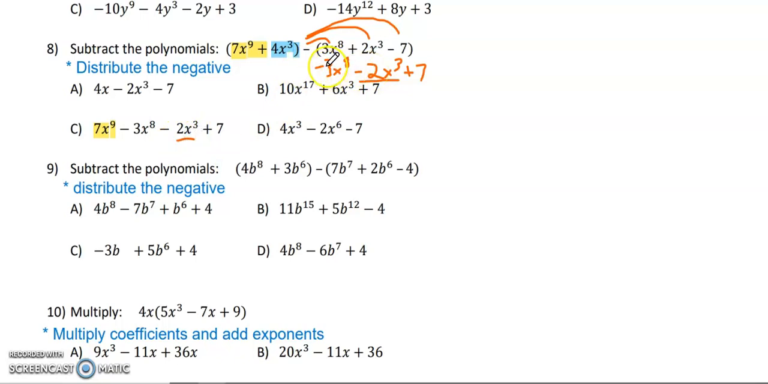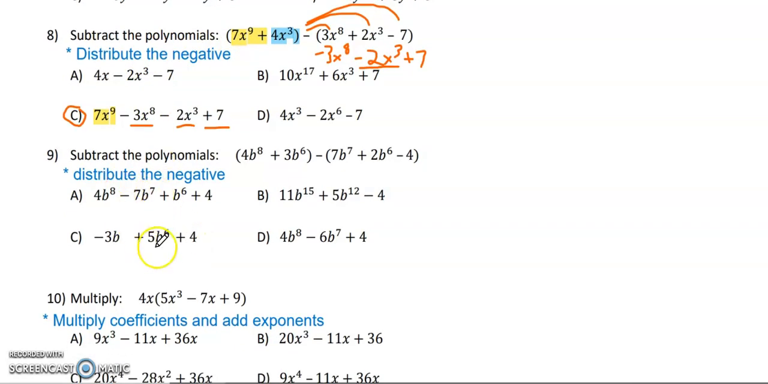And then don't forget about this negative 3x to the 8th. So since this is the next exponent in descending order, we have 9 and then 8. This one's going to come first to get negative 3x to the 8th. And then finally, I have that plus 7. So that's going to be my answer when I subtract the polynomials, distribute the negative, and then combine like terms. All right, I'd like you guys to go ahead and do number 9.